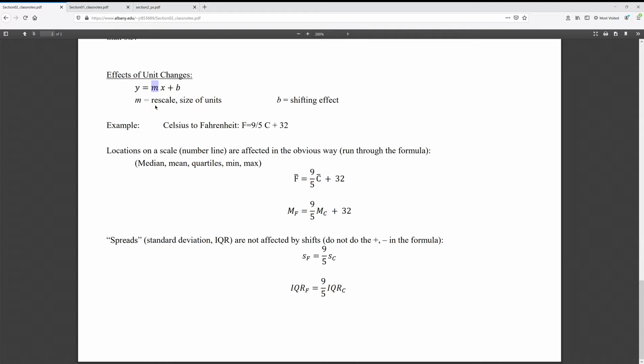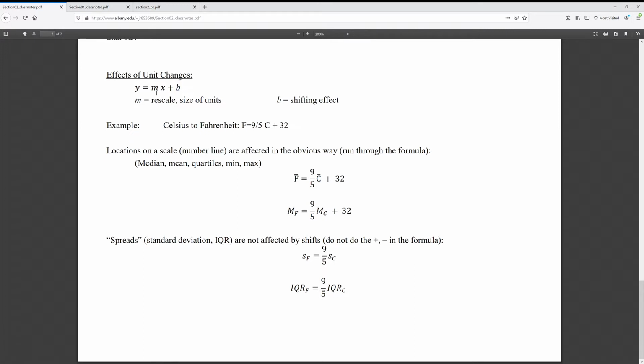Put it together, and we have what we call, if you're interested, a linear transformation. That is, y equals mx plus b. The way that you can get the new units y from the old units x, you can either multiply everybody by some number or add some number to everybody, or both.